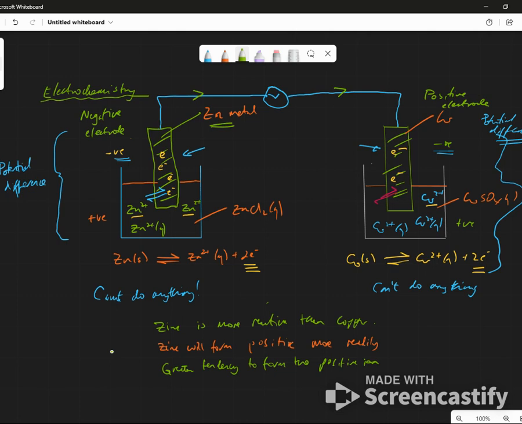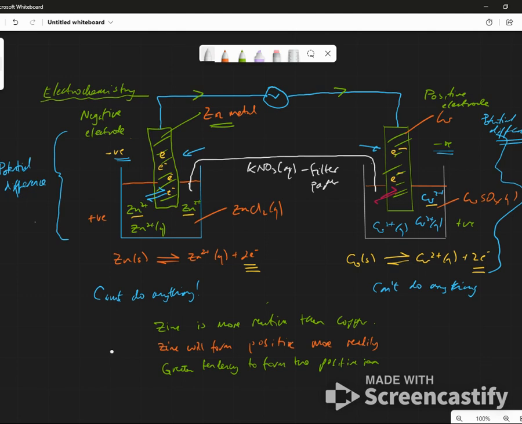So to create a circuit, we have to add something else. We have to have, that's right, Rose, a salt bridge. And the salt bridge will do something like that. Now, the salt bridge in its simple form is salt like potassium nitrate, dissolved in water, and it's made of filter paper. We make it out of filter paper.